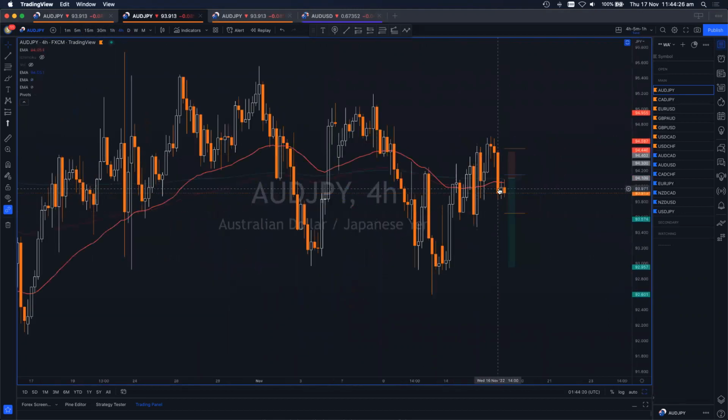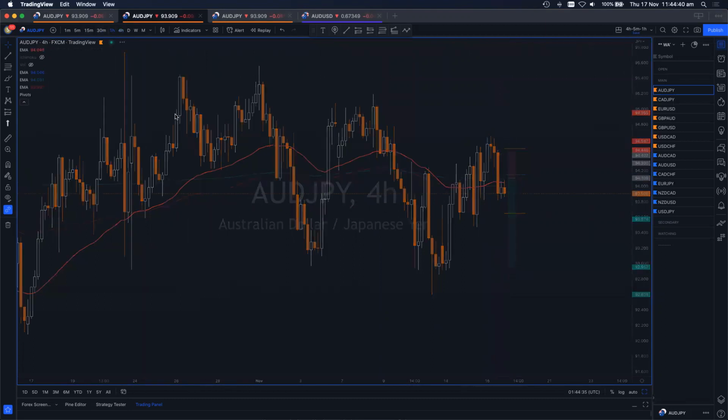This is the 4 hour chart. So you can see the 4 hour 50 is now the red line, and there's no gap there. It's just wicked it a couple of times, so it's not a clean break and retest. So back to the 1 hour chart.